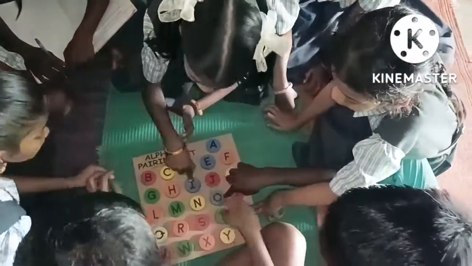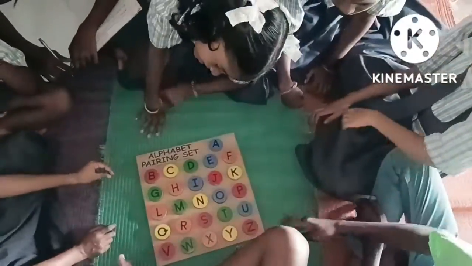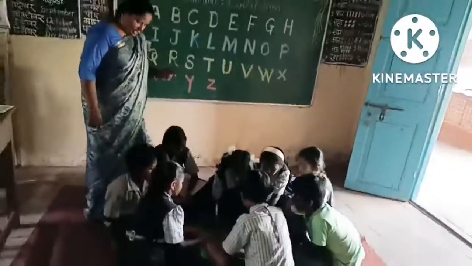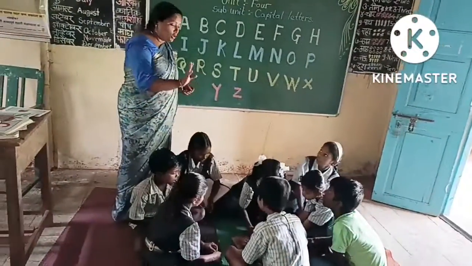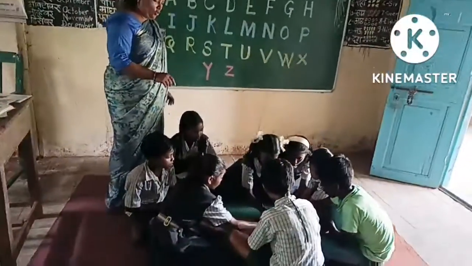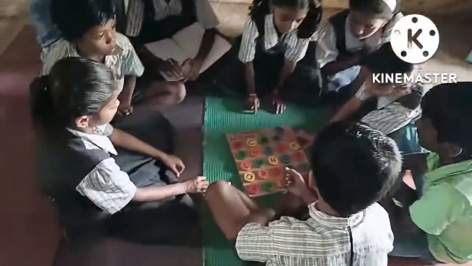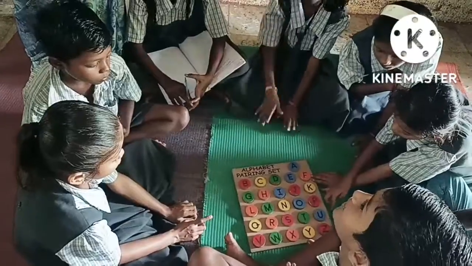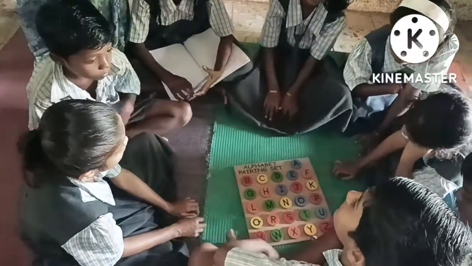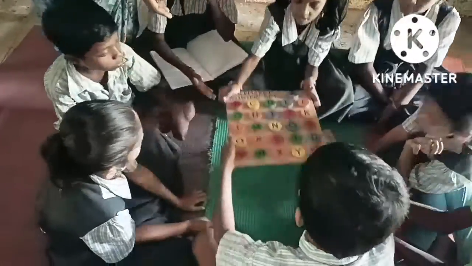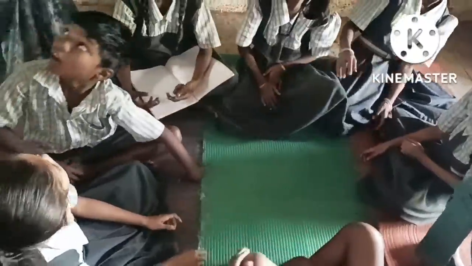How many blue colors are there? 1, 2, 3, 4, 5. There are 5. Okay, which are they? A. Vowels. Okay. Now, give me that word and sit in your place properly.